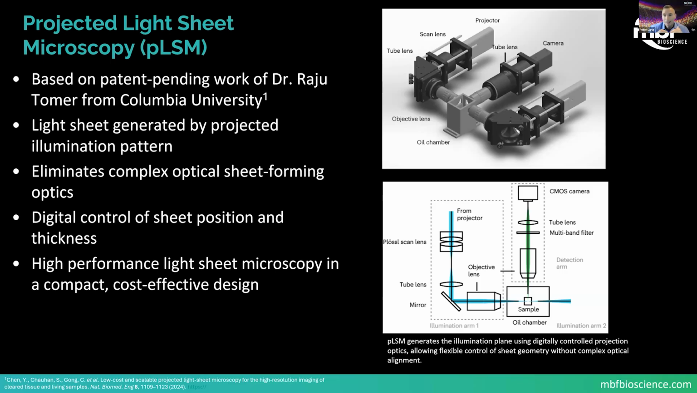In PLSM, the light sheet is actually generated through projected illumination patterns rather than fixed optical shaping elements. So this approach allows the geometry of the light sheet, such as thickness and its position, to be controlled digitally. And this is, I would say, the unique feature about PLSM.